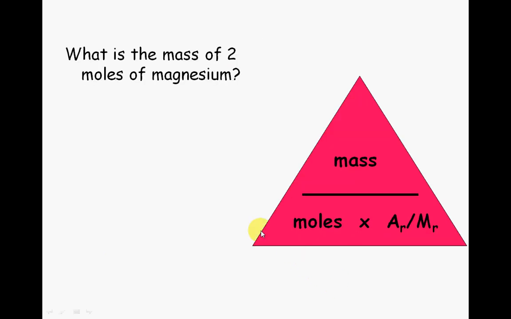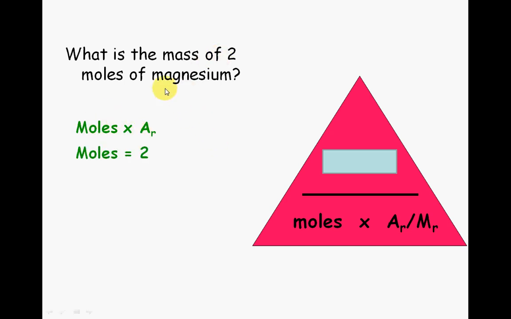Okay, so let's go back to the question. You cover up mass because that's what you're trying to find out. Whatever you're trying to find out, you cover it up. That gives me my calculation: moles times by the AR. Now we know the moles is 2. We get that from the question.